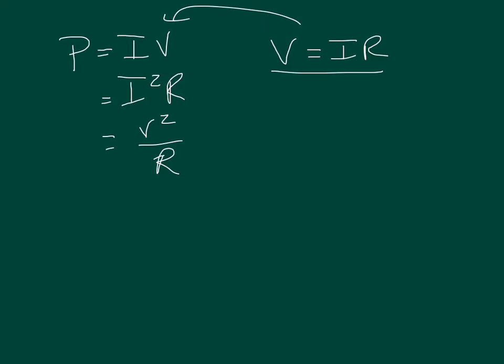Do you know the current and the voltage? Then you use P equals IV. Do you know the current and the resistance? Then you're going to use I squared R. Do you know the voltage and the resistance? Then you use V squared over R. See? So it's not so hard.